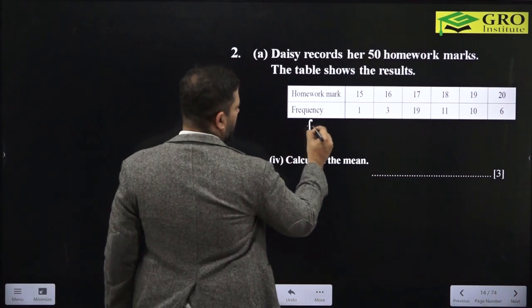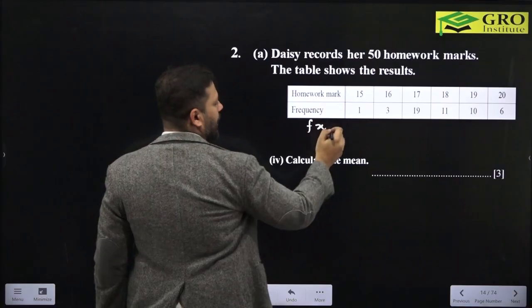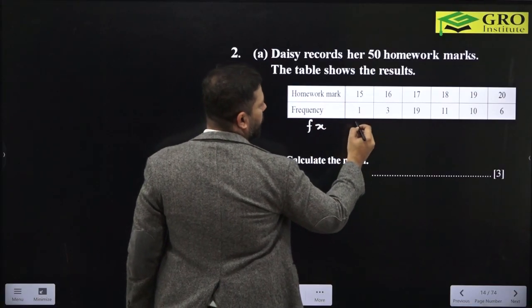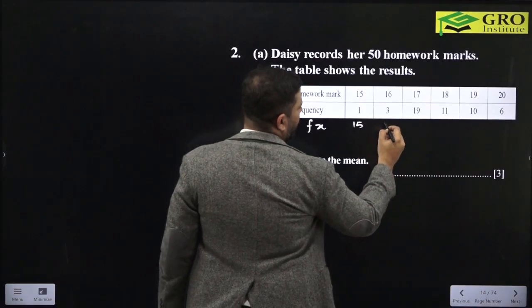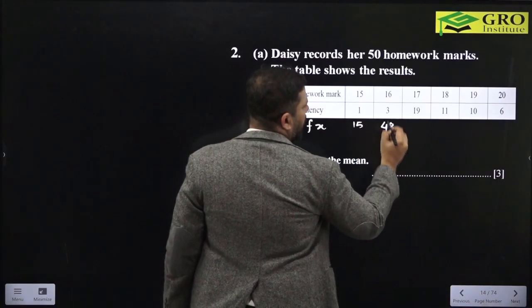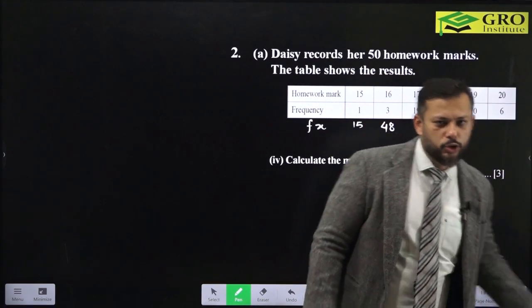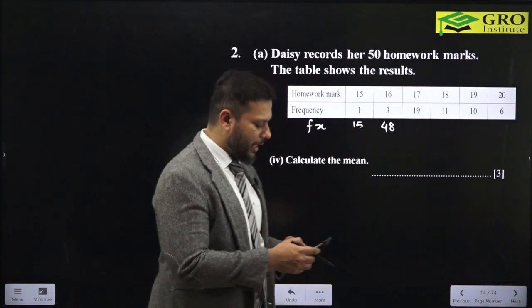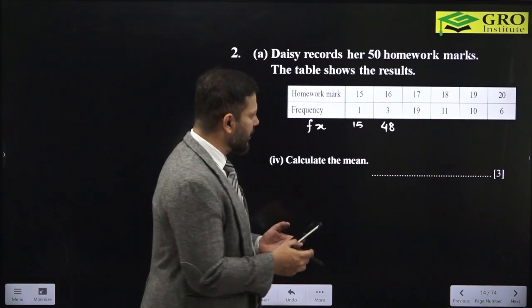Yes, fx. What would be fx? The product of frequency with the data. So this 1 multiplied with 15 would be 15 itself. 3 times 16 would be 48. 19 times 17. You may use your calculator as well. I am also using it. Let us quickly use the calculator. 19 times 17, that will save our time, is 323.